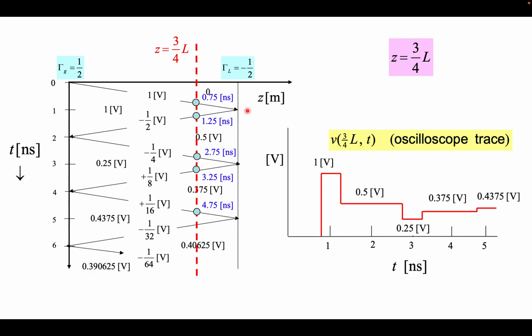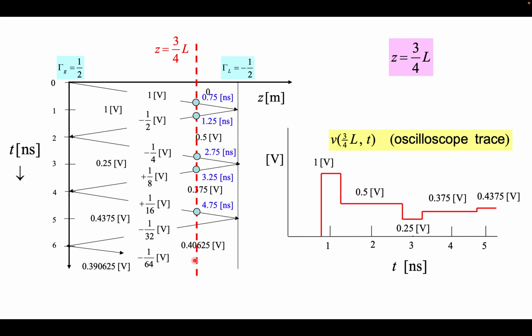And if I ask you, after reflecting from the load end, at what other time it will reach it? Again at 1.25 nanosecond it will come to z equal to 3L by 4, right? And then you can go beyond and ask after how much time it will again come to the same position. At 0.75 nanosecond it comes, after reflection from the right end at 1.25 nanosecond it comes back, and then it goes backward, reflects from the starting end, and comes back again at a total of 2.75 nanosecond. Then you can label all these times, right?